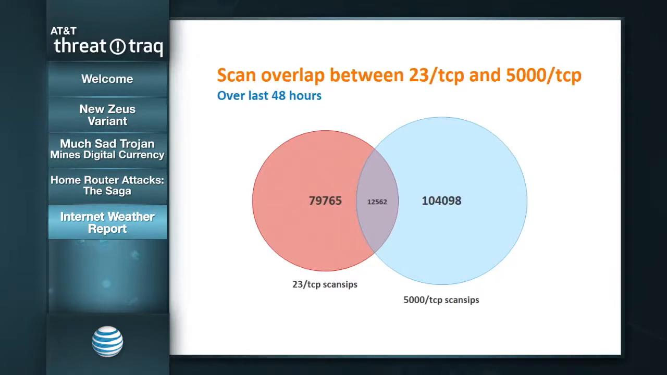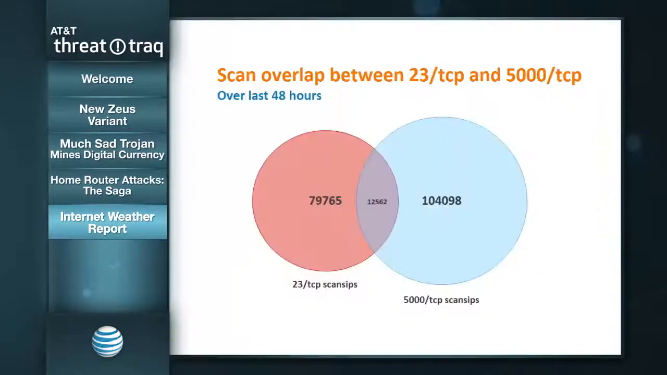The pink or the red one on the left is the one scanning on 23 TCP. There are almost 70 or 80,000 or so of these in the past 48 hours that we saw, unique source IPs. On the right-hand side, the blue one is the one scanning 5,000 TCP, and there are about 104,000 of those involved in that scanning activity.